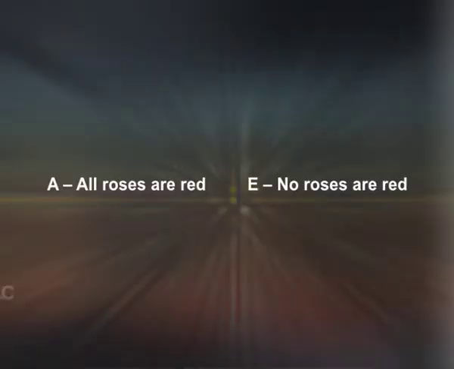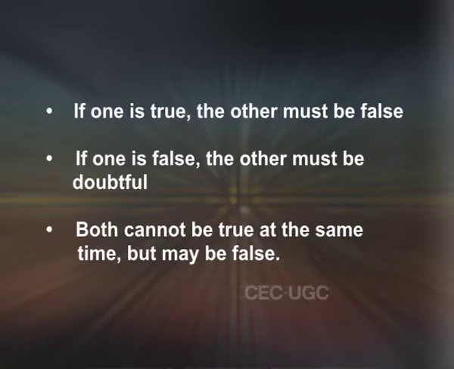For example, A, all roses are red. E, no roses are red. In these propositions, both cannot be true, although both may be false, and they are regarded as contraries. Here, if one is true, the other must be false. If one is false, the other must be doubtful. Both cannot be true at the same time, but may be false.